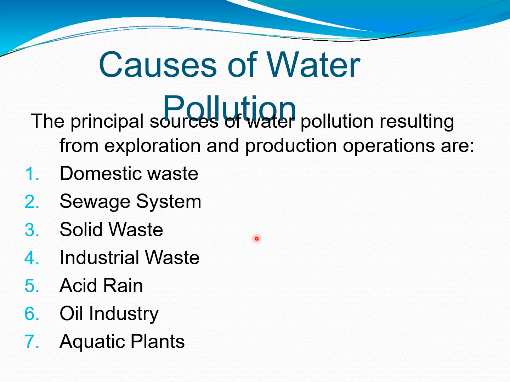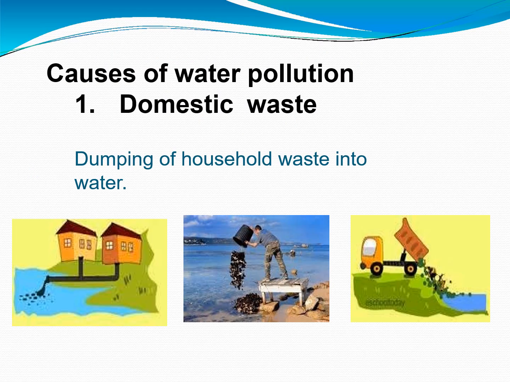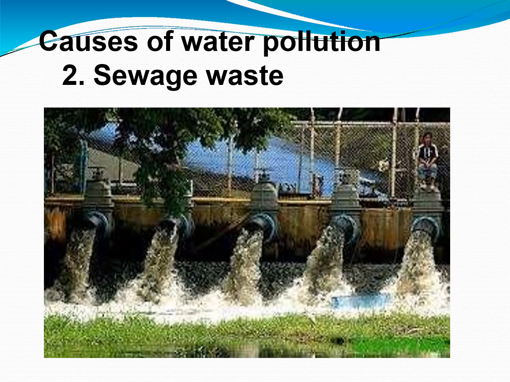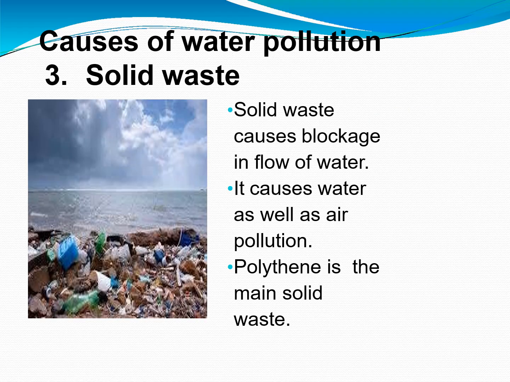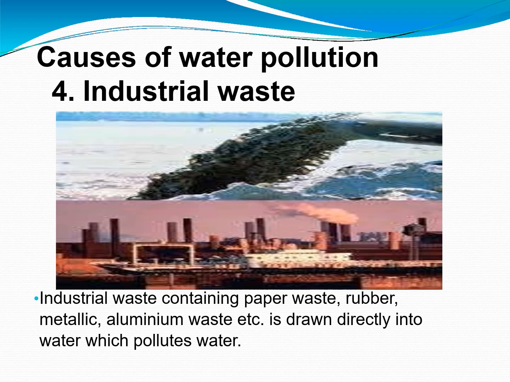The main causes of water pollution: domestic waste, sewage system, solid waste, industrial waste, acid rain, oil industry and aquatic plants. The first one, domestic. For everything, we are the root cause. Dumping of household waste into water, sewage waste, then the solid waste. Generally solid waste causes blockage in the flow of water, and it causes water as well as air pollution. Polythene is the main solid waste.